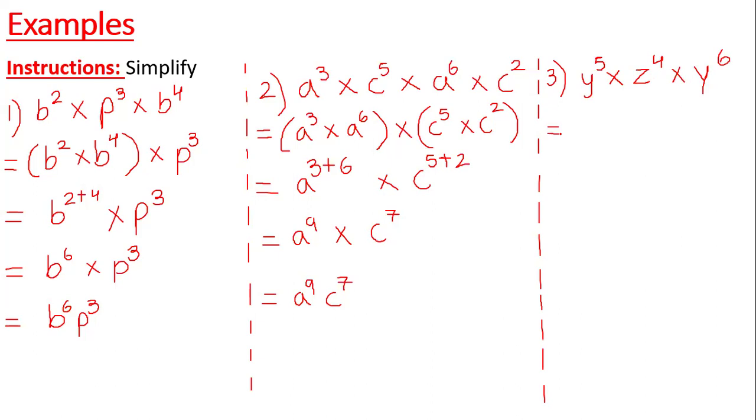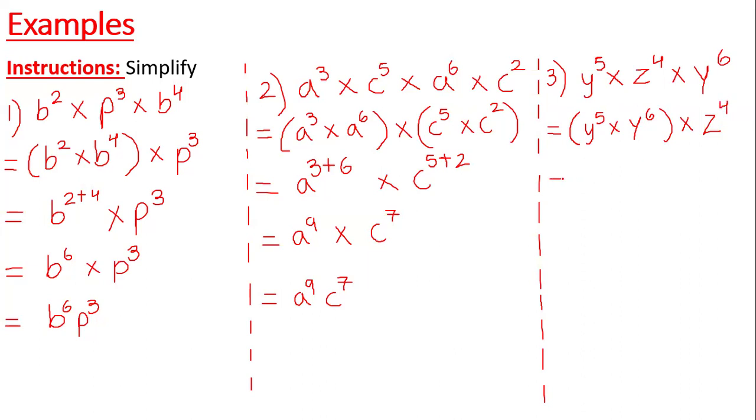Anyone can answer? What we're going to do to get our answer? Group the like terms. Group the like terms. So we're going to group the y's. Very good. Group the y's. So y to the power of 5 multiplied by y to the power of 6. And then we have to multiply that by z to the 4th power.